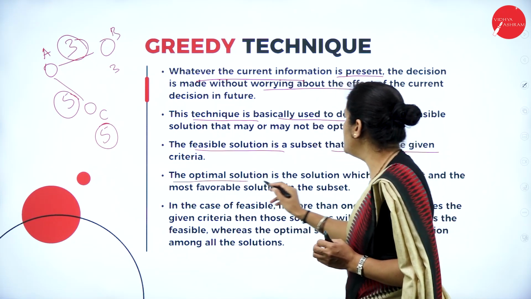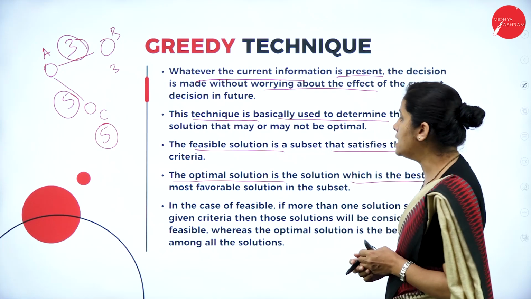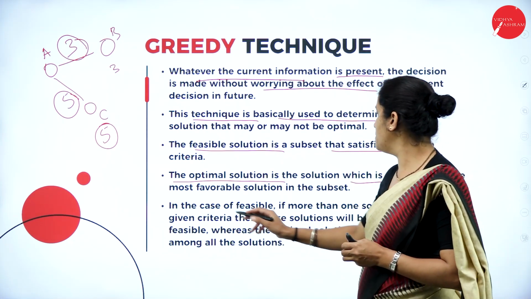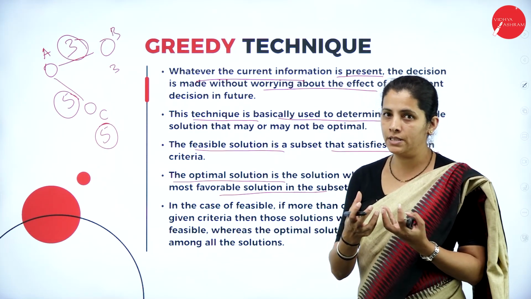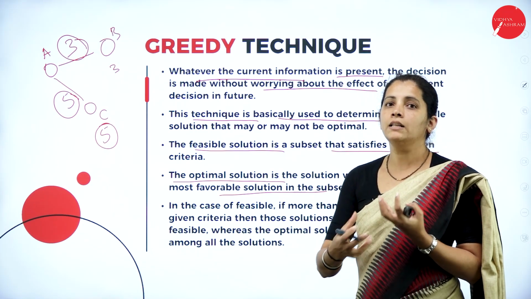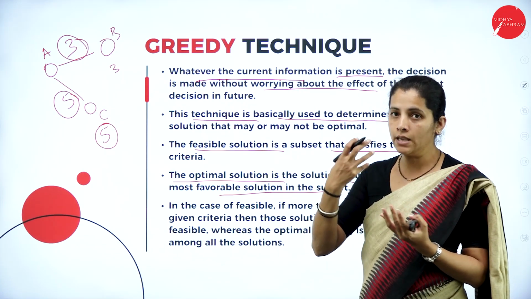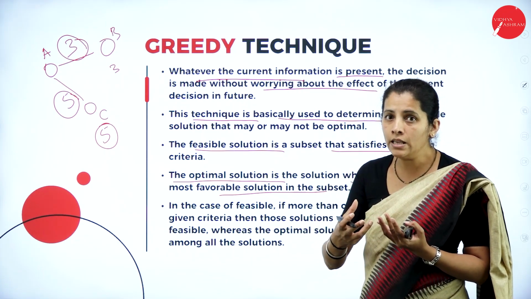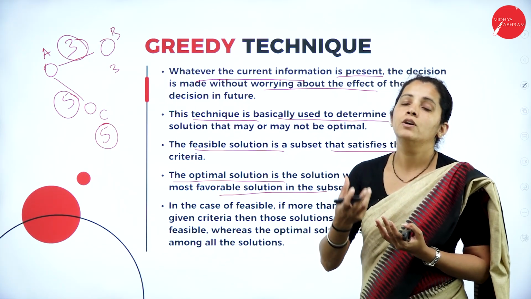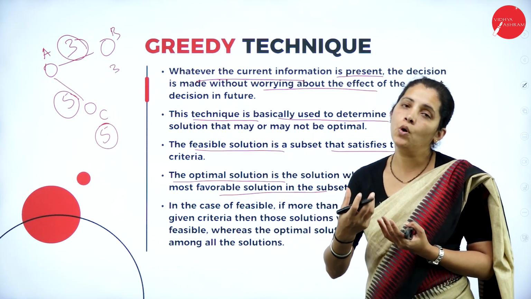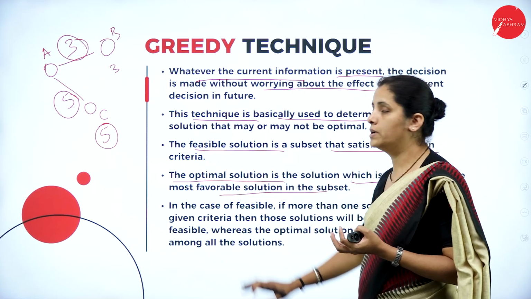So the optimal solution is the solution which is the best and most favorable solution in the subset. So I have the subset, right? What are the subsets I have? Medical, non-medical and engineering field. And if I select engineering, complete the engineering, do the masters and go with the doctorate, when I reach doctorate, then it is the optimal solution.